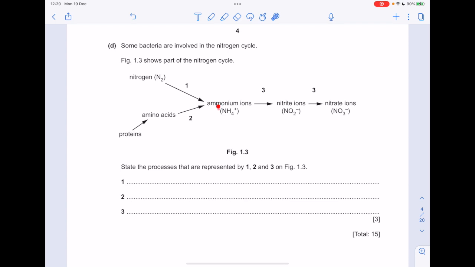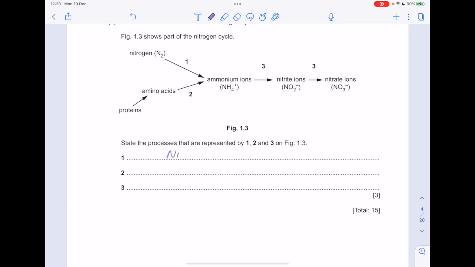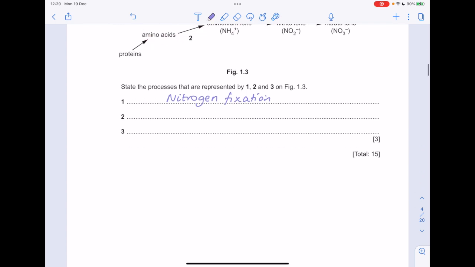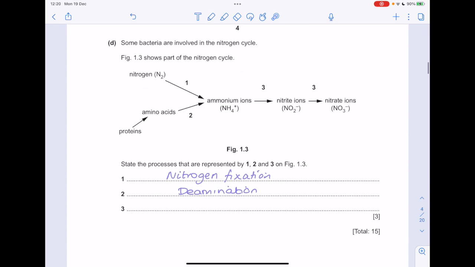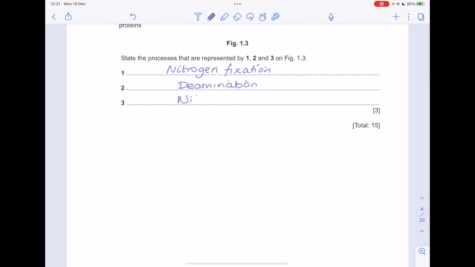So nitrogen gas in the air is fixed into ammonium ions, which is why number 1 is nitrogen fixation. What about number 2? We're taking our amino acids, converting them to ammonium ions. This is known as deamination. And then number 3, very important process which adds nitrate ions to the soil, nitrification, which remember is carried out by nitrifying bacteria.